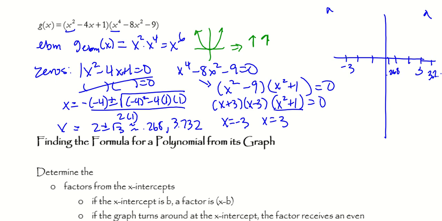So I've got x-intercepts here, here, here, and here. My y-intercept is going to be the product of my constants, which is positive 1 times negative 9, which is negative 9. So I've got a y-intercept somewhere down here at negative 9. I put all that together.